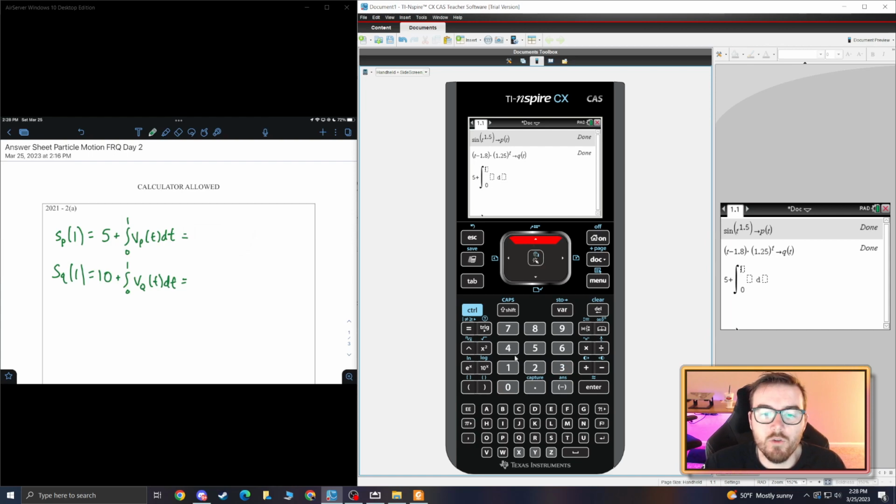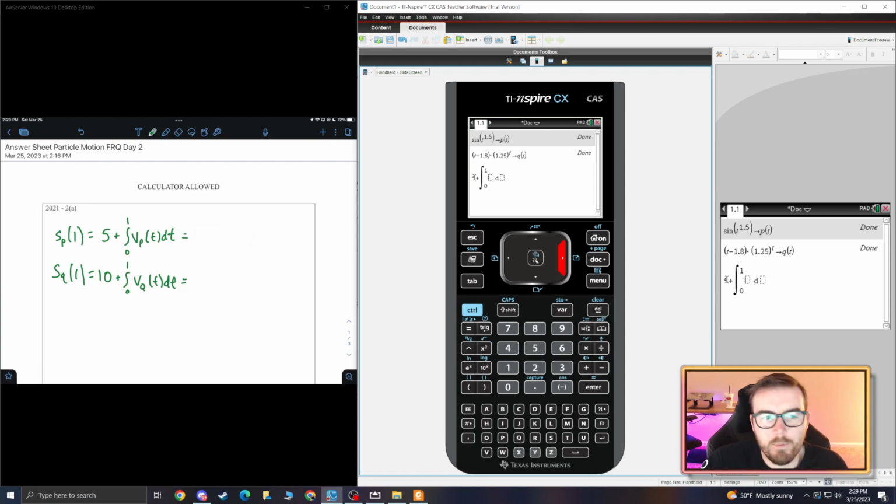Why is it from 0 to 1? Because they're wanting to know the position at t equals 1. If we wanted to know the position after 2 seconds, we'd go from 0 to 2. And also, mind you, it is starting at 0 because they told us the position at time 0, right? Like the particle P is at position 5 at t equals 0.